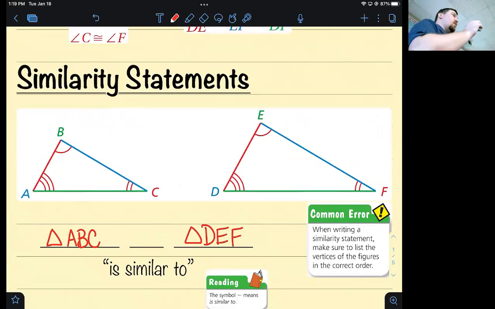And then the phrase similar to can be replaced with this symbol, which is just the squiggly. It's like the congruent symbol, except without the equal sign; here it just has the similarity squiggly. So that means is similar to. You could also have said triangle CAB is similar to triangle FDE. There's more than one way you could write a similarity statement.